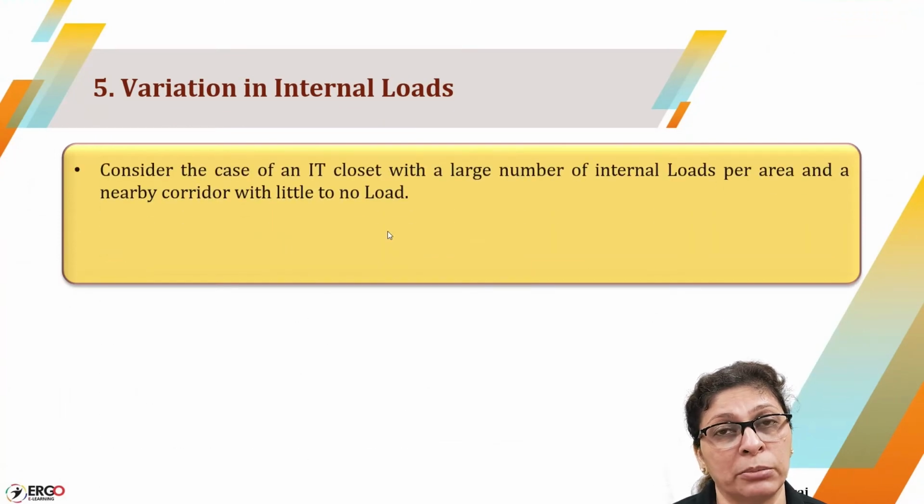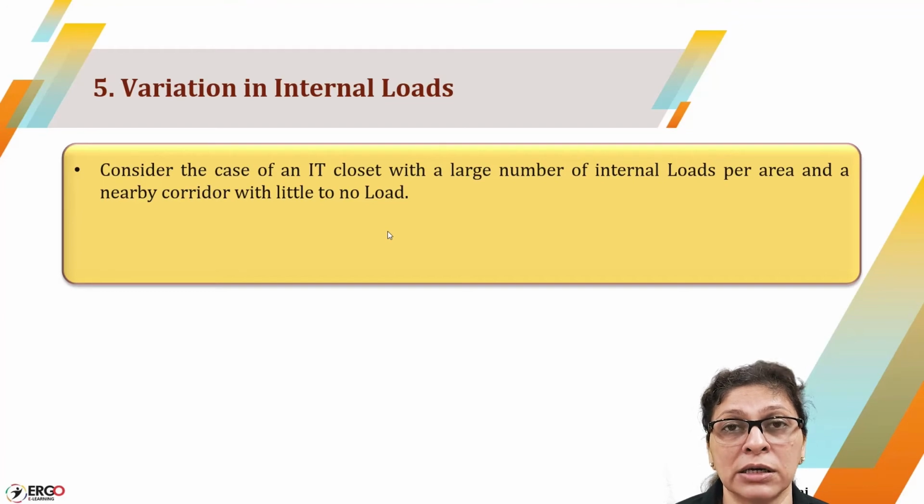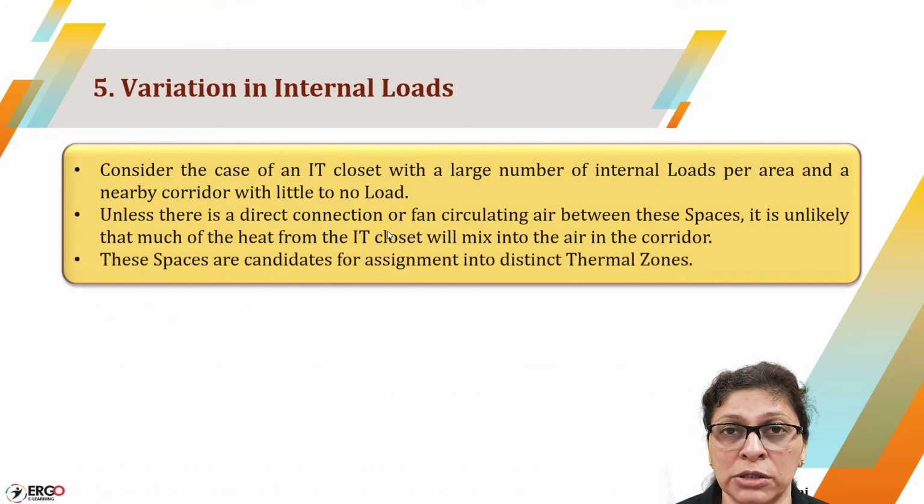Say, for example, a building is used as a data center where some part of the building has IT servers located, and there will be huge heat load produced, while other rooms are simple office areas or other types of areas. So there again thermal zoning has to be done very precisely.